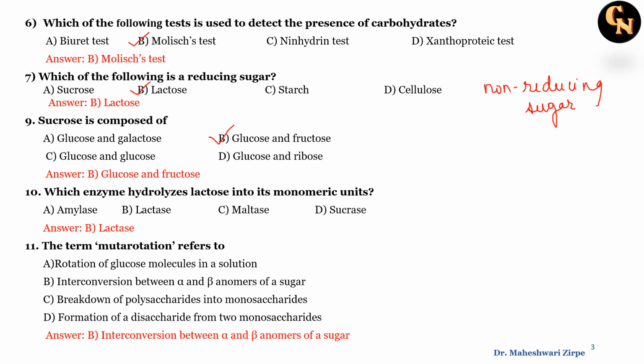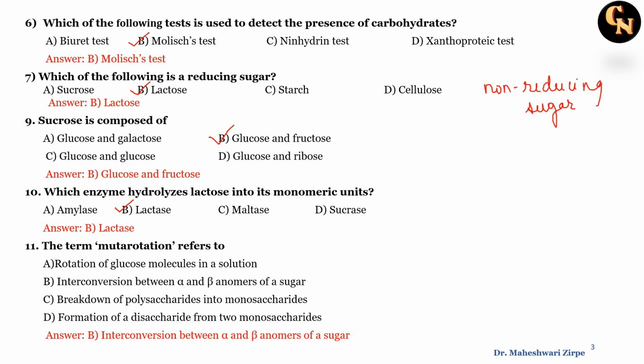Now next one is: which enzyme hydrolyzes lactose into its monomeric units? When lactose is hydrolyzed, it is going to convert into smaller units. Monomeric means small unit, single unit. So which is that single unit? After hydrolysis by the enzyme, lactose gets converted into its monomers by lactase.